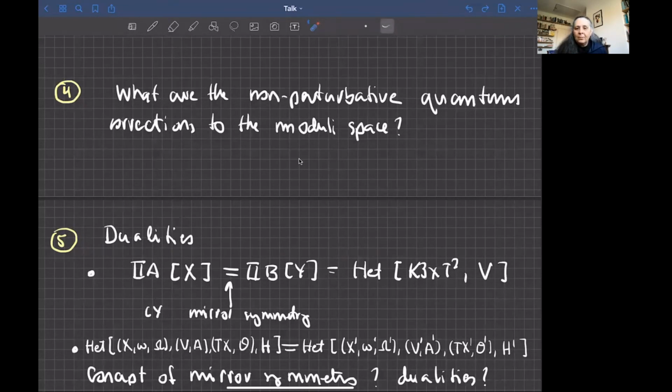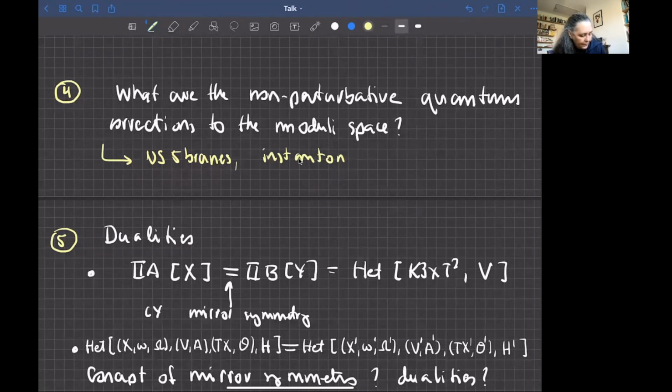But there are also non-perturbative quantum corrections, and how does one understand this? In the heterotic string, as I said earlier, we don't have D-branes, but what we do have is NS5-branes, which type 2 theories also have, and then there are also sigma model instantons. So how does this affect the structure of the moduli space? How is this affecting the structure that we are talking about?